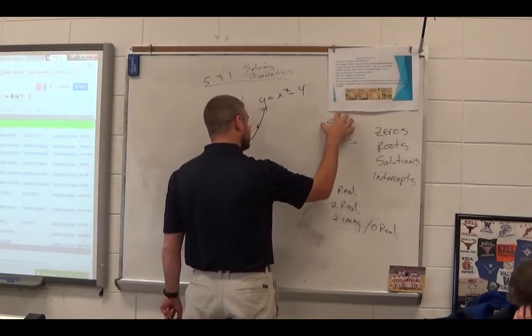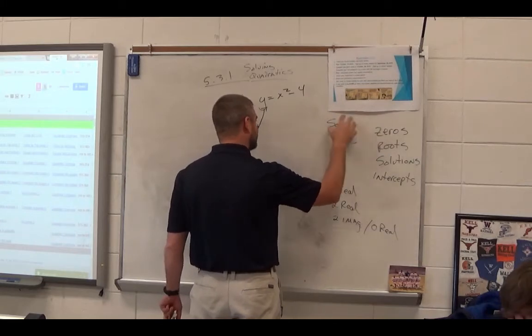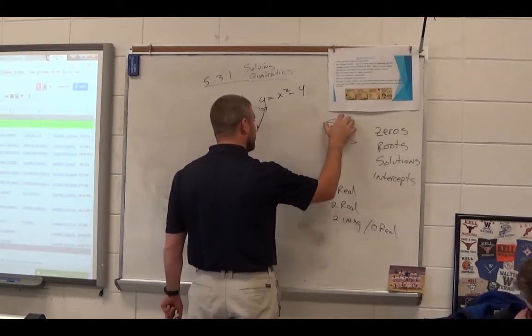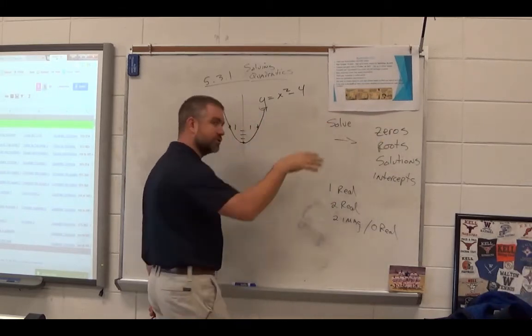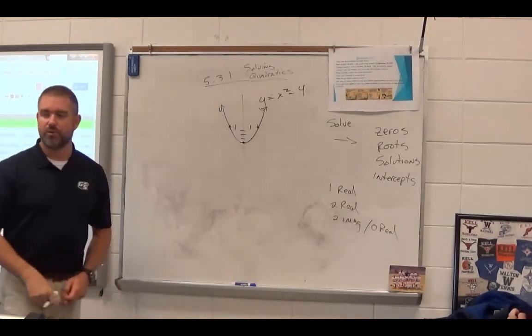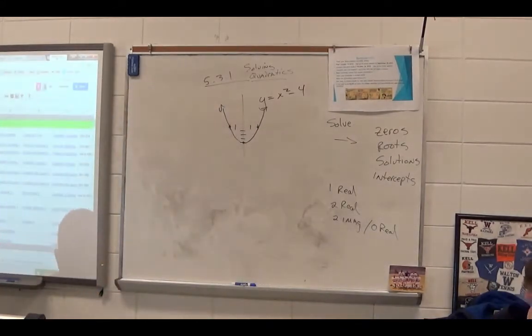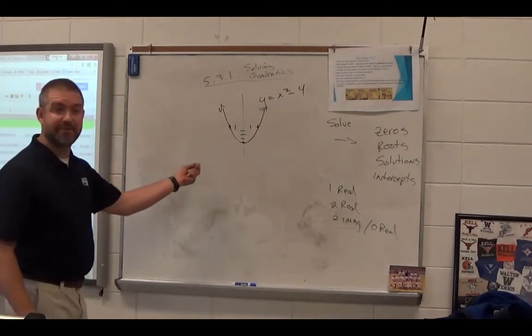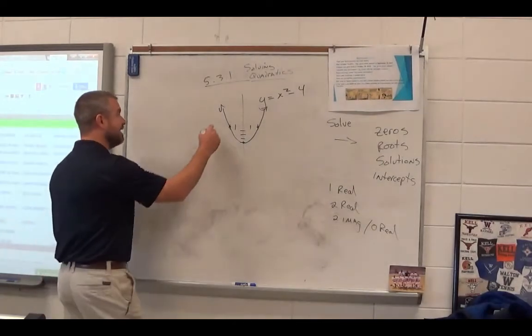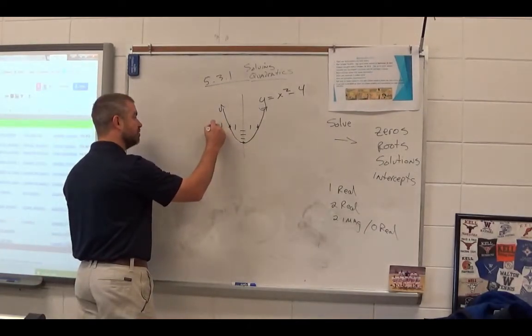So when we say solve a quadratic, I could say solve and find the zeros. Or solve and find the roots. Or solve and find the solutions. Or solve and find the intercepts. It is where the graph crosses the x-axis. And remember, this graph happens to cross at 2 places. It doesn't always have to cross at 2 places.